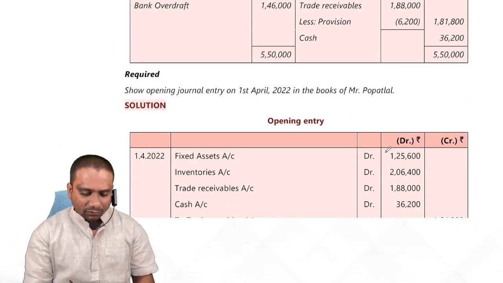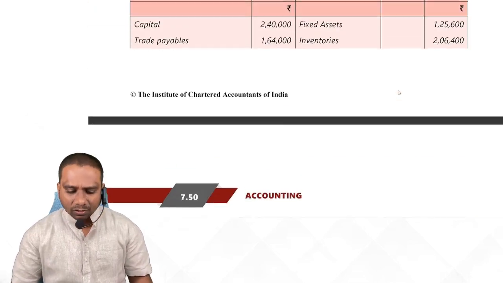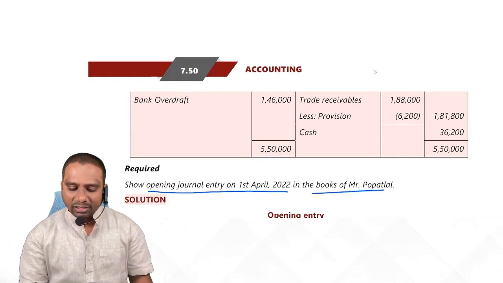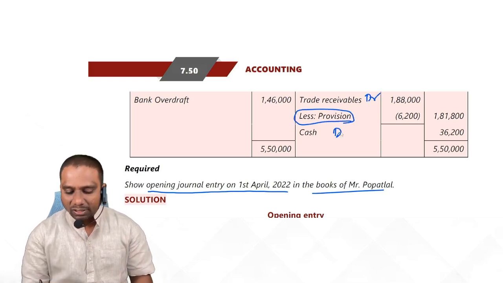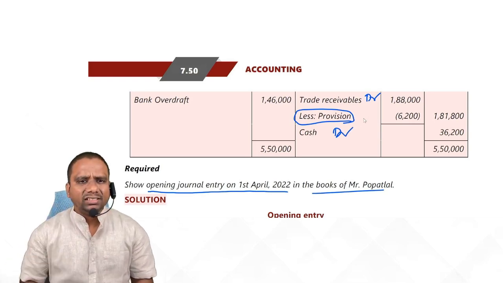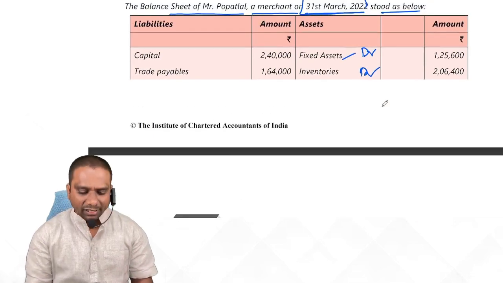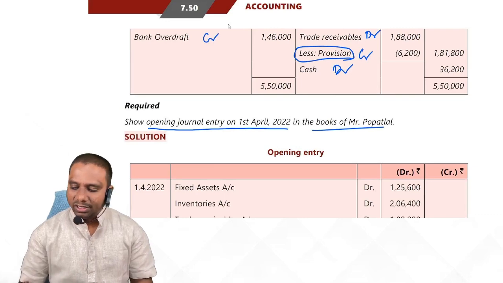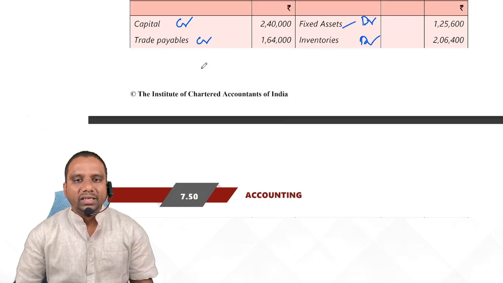Now they are giving an opening journal entry on 1st April. Simple. Look at what entry we get. Fixed assets account debit. Inventories debit 2,06,400. Trade receivable debit. Don't consider provision now. Cash account debit. All these assets are debited. Now provision: credit. To provision for doubtful debts account, credit. To trade payables, credit. To bank overdraft, credit. To capital, the difference. That's it. Opening entry.